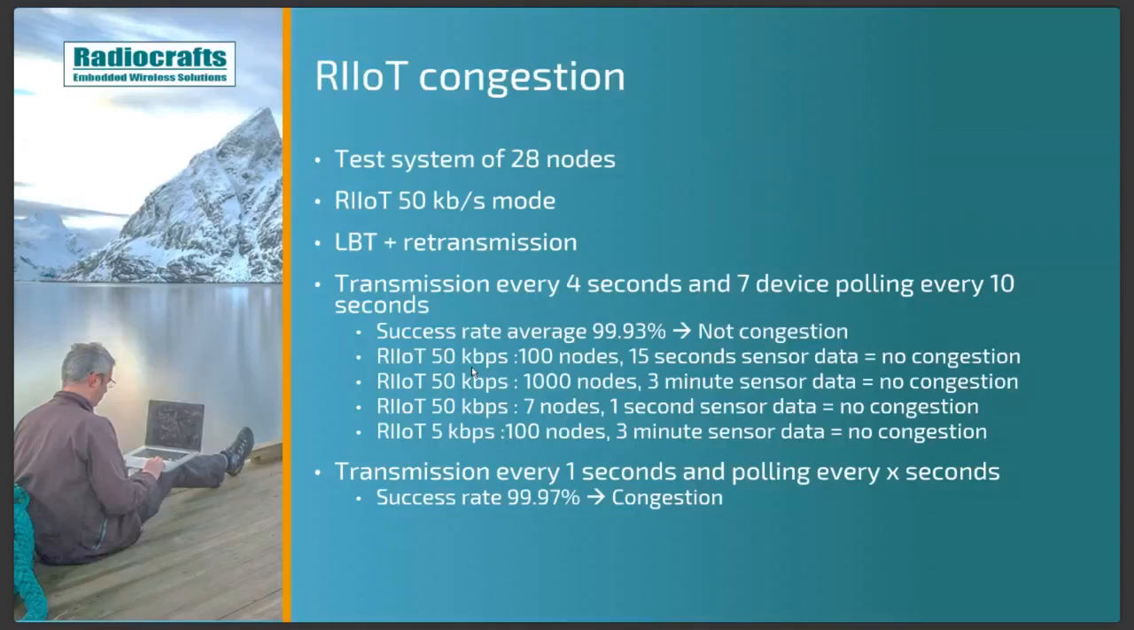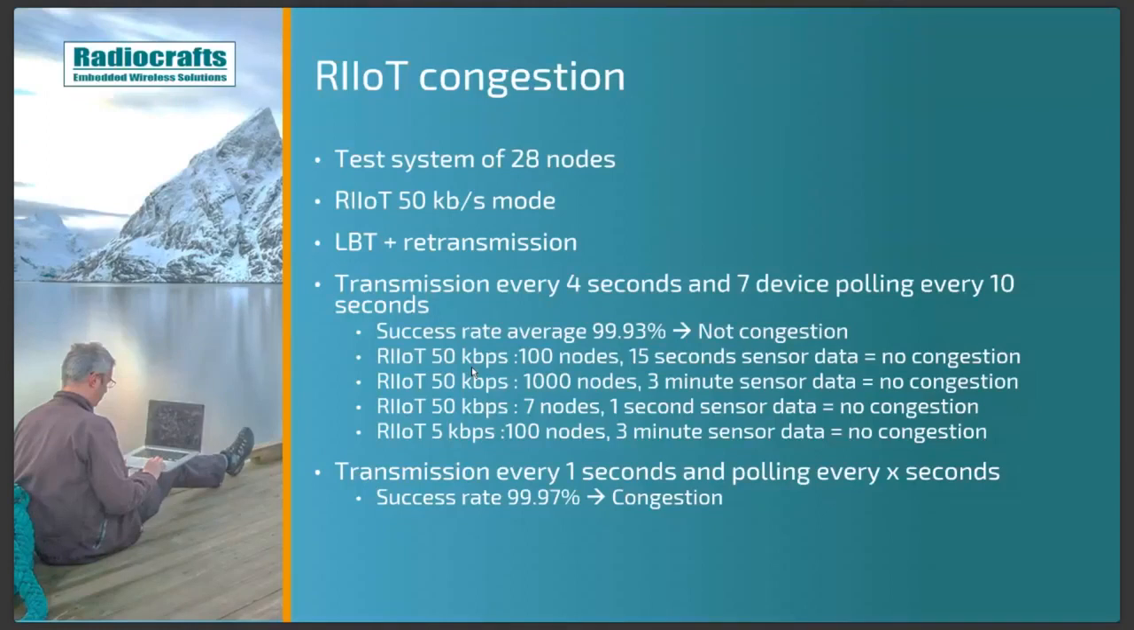Because congestion is basically based on the data packets, we can take that network and make equivalent networks. An equivalent network would be 100 nodes sending every 15 seconds, which would give no congestion. We could also do 1,000 nodes sending every 3 minutes, which gives the same amount of traffic, meaning no congestion. We could also do 7 nodes sending data every 1 second. That's a very quick network, but you see we are reducing the number of nodes in order to avoid congestion.